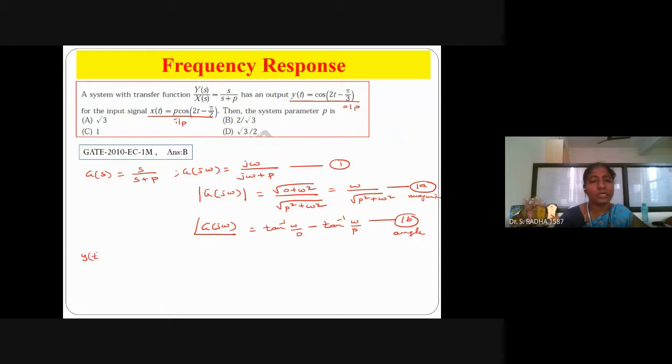Y of t, the output, is nothing but, okay, the magnitude, then the input, and for the input we have to add some delay phi. This is the general representation. Okay, so the magnitude we already got as omega by square root of p square plus omega square, and the input is given in the question, p into cos 2t minus pi by 2, minus, okay, I have to write the delay also, just 1 minute.